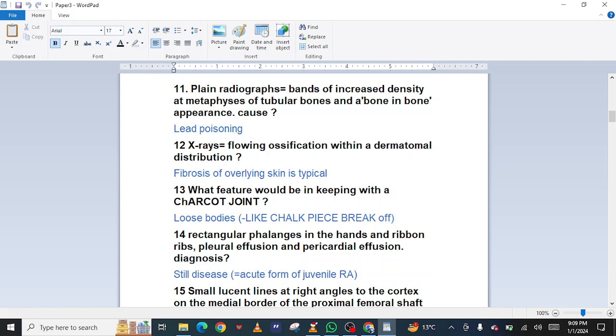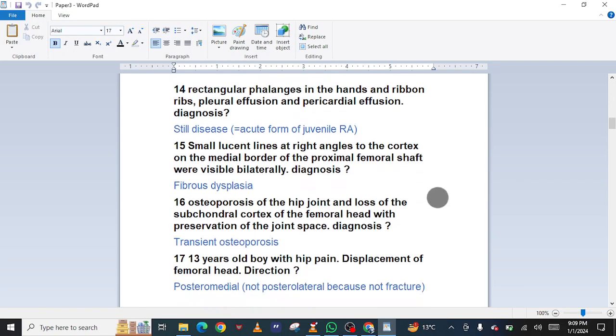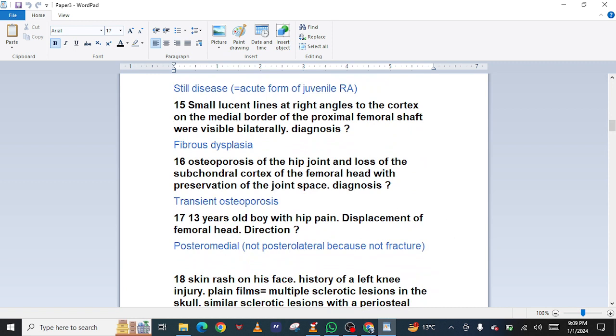Diagnosis? Still's disease. 15. Small lucent lines at right angles to the cortex on the medial border of the proximal femoral shaft were visible bilaterally. Diagnosis? Fibrous dysplasia. 16. Osteoporosis of the hip joint and loss of the subchondral cortex of the femoral head with preservation of the joint space. Diagnosis? Transient osteoporosis.